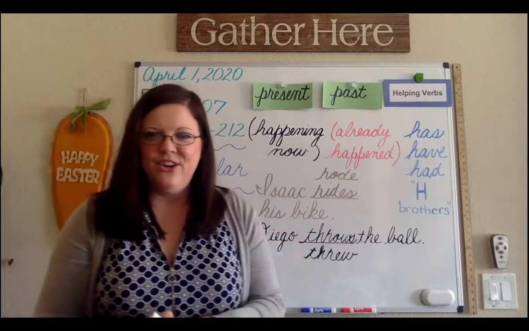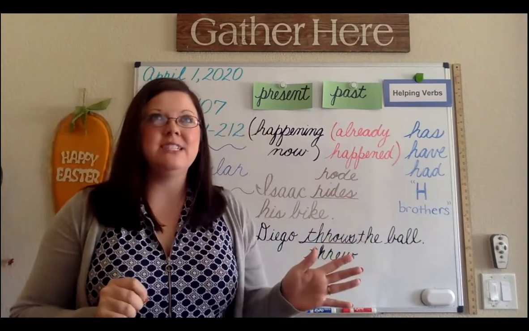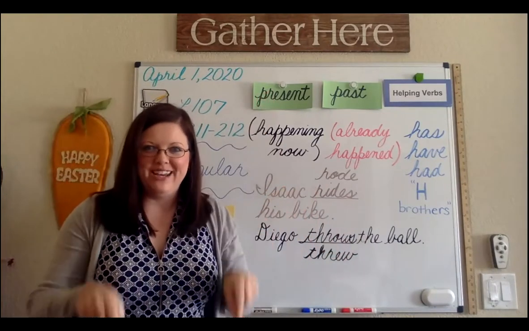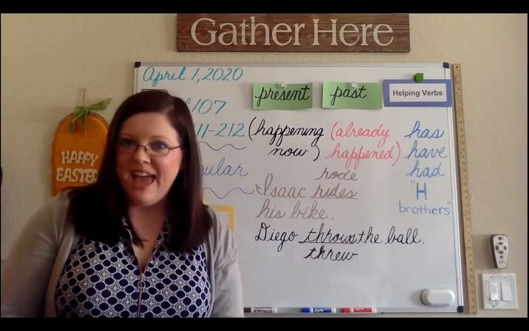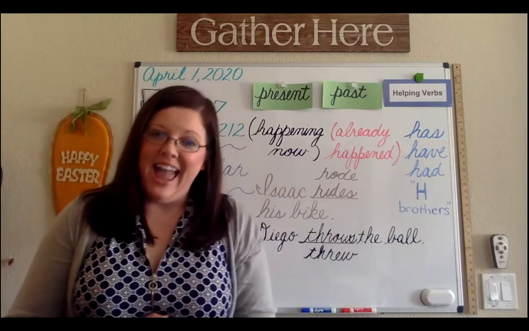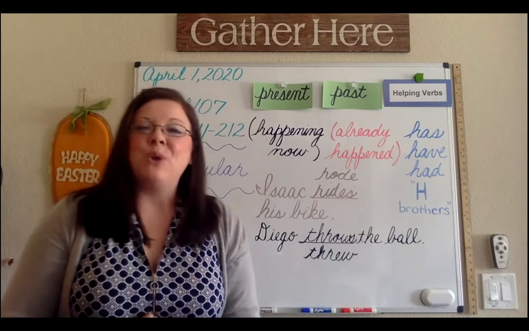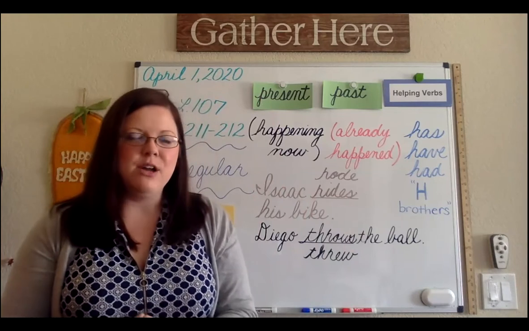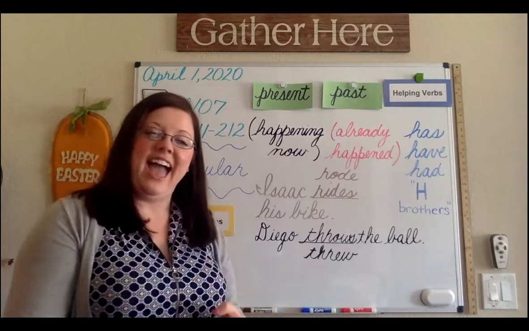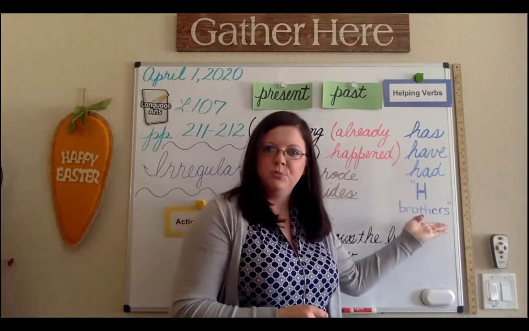The last time we were together, there was another item to that big chart that we talked about. One column had the present tense verbs, verbs that are happening right now. Another column had the past tense verbs, things that have already happened. But it also had another column, and those were verbs that require a helping verb out in front. These helping verbs are has, have, and had. I like to refer to these three as the H brothers.